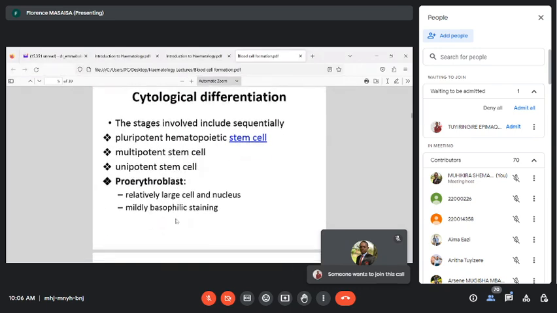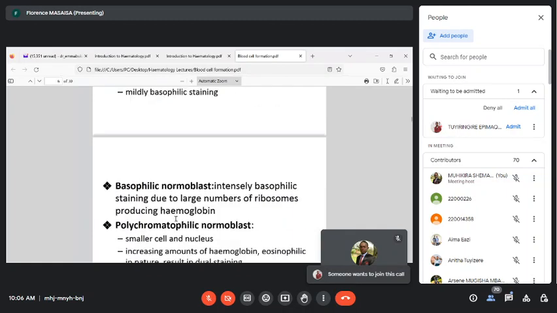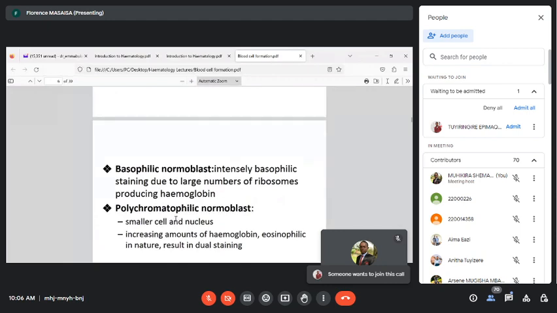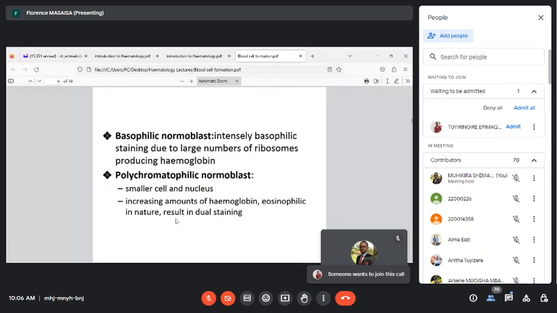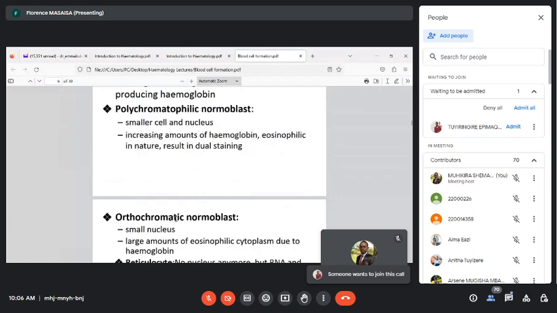With this, we are just trying to describe each of the cells. We have a proerythroblast, which is a large cell with a large nucleus. Then the basophilic stage, which has basophilic staining due to a large number of ribosomes producing hemoglobin. We have the polychromatic stage, which becomes smaller, and the nucleus also becomes smaller because there is an increased amount of hemoglobin.